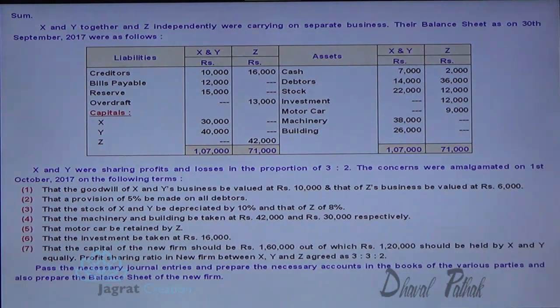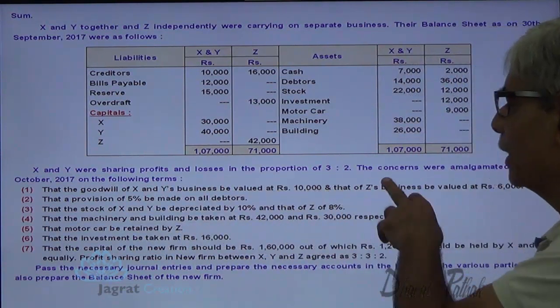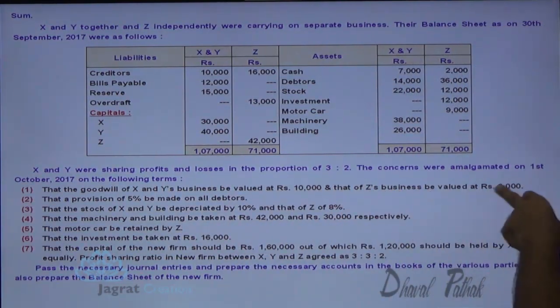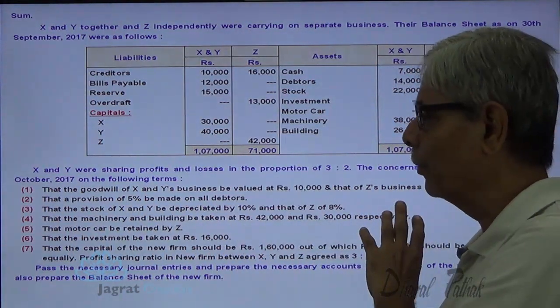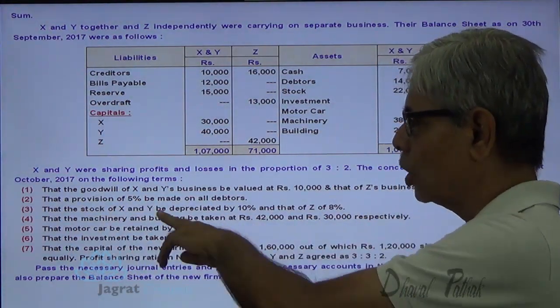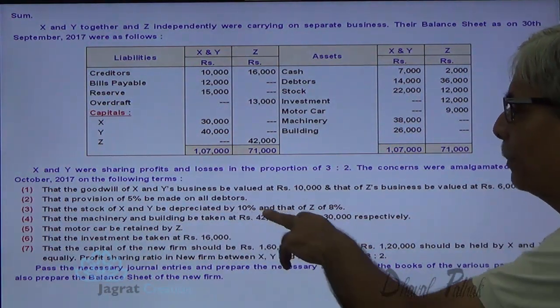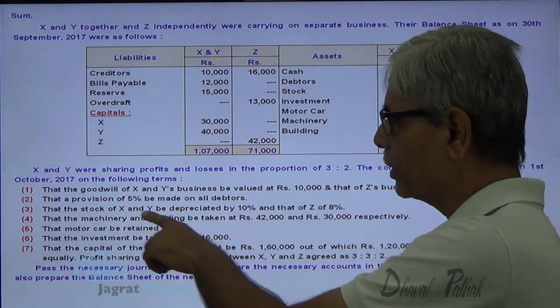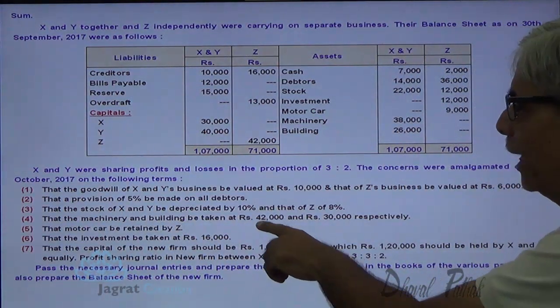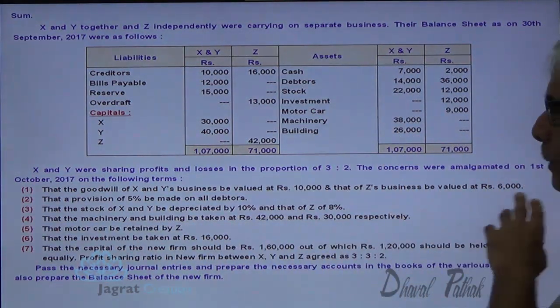X and Y were sharing profits and losses in the proportion of 3:2. The concerns were amalgamated on 1st of October 2017 on the following terms. That the goodwill of X and Y business is valued at 10,000 and that of Z business is valued at 6,000. That a provision of 5% be made on all debtors. The stock of X and Y be depreciated at 10% and that of Z by 8%. That the machinery and building are taken at Rs 42,000 and 30,000 respectively.